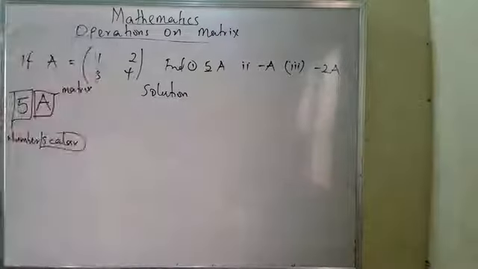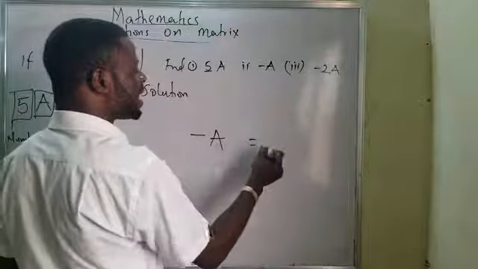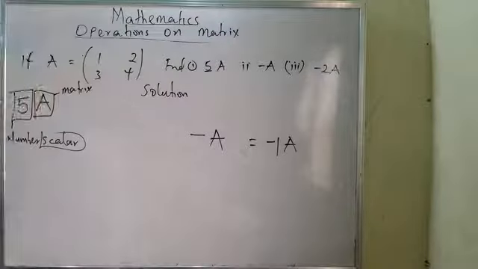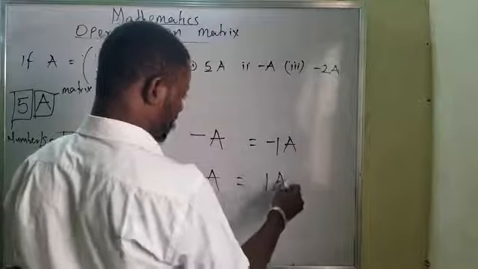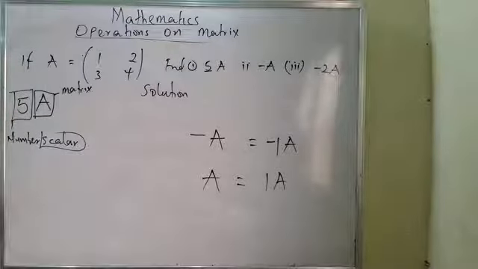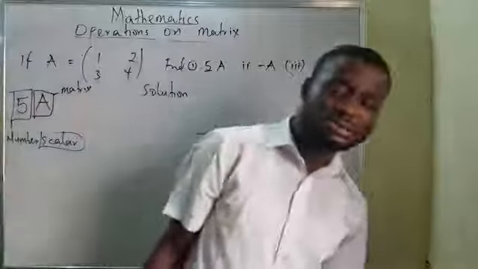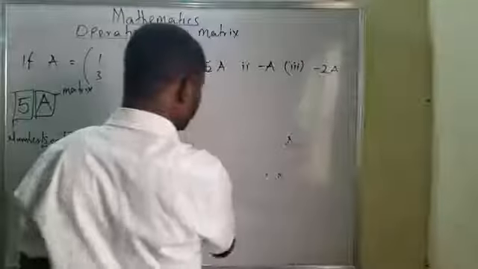Now, when you have a case like this, for instance, if I have minus A, it is the same thing as minus 1A. Take note of this very well. Even if I have A, it is the same thing as 1A. Take note of those things very well, because 1 is an identity in mathematics. You should know that when 1 is multiplying a given number, that number remains the same. Take note of that.